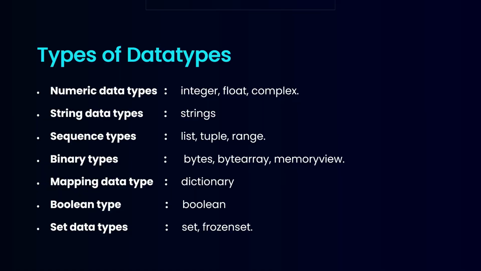Then we have binary types, which are bytes, bytearray, and memoryview, and we have the mapping data type, that is dictionary, in which we have key-value pairs. We'll also learn about it in the later part of the video.